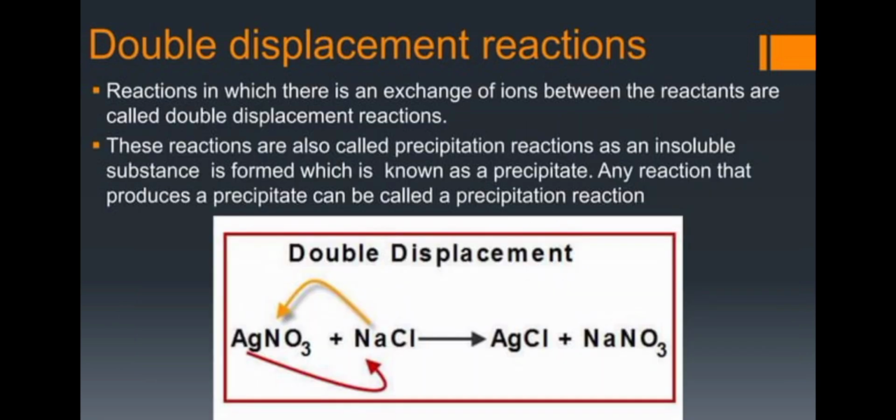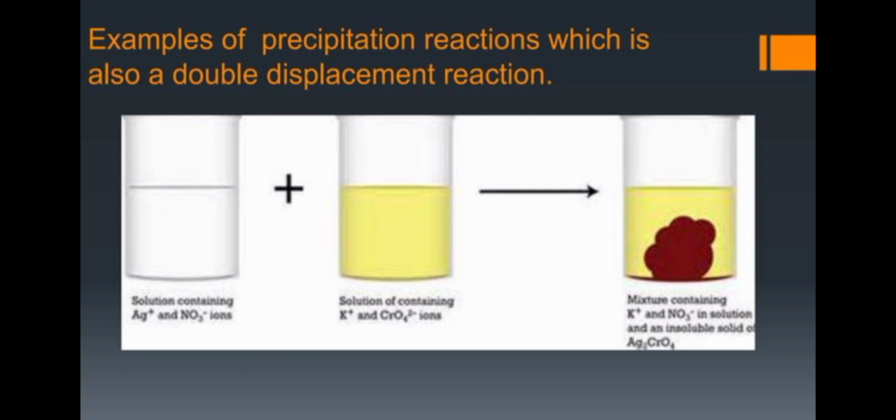Double displacement reactions. Reactions in which there is an exchange of ions between the reactants are called double displacement reactions. These reactions are also called precipitation reactions, as an insoluble substance is formed which is known as a precipitate. Any reaction that produces a precipitate can be called a precipitation reaction. Examples of precipitation reactions, which are also double displacement reactions.